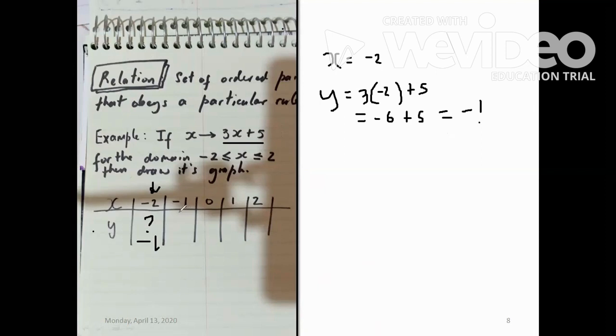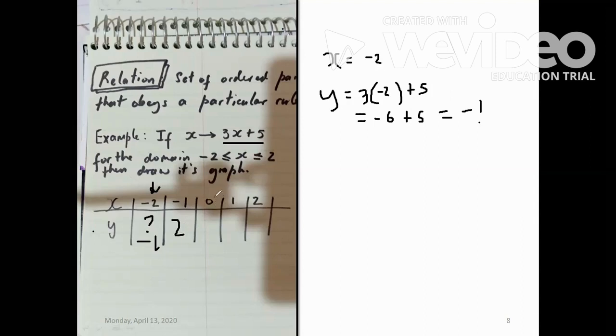So this one here is going to be, let me see, 3 times -1. That's -3. -3 plus 5 is +2.